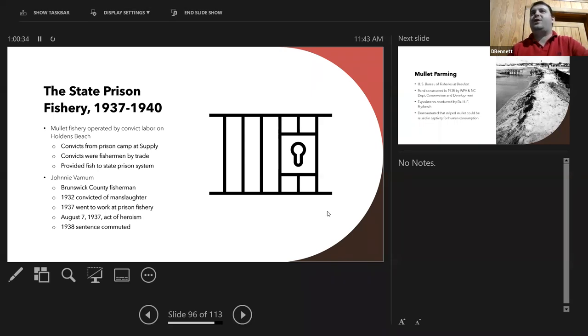The state of North Carolina prison system engaging in commercial fishing. And it is supposedly the only commercial fishing operation in North Carolina that kept 100% of its catch in state.